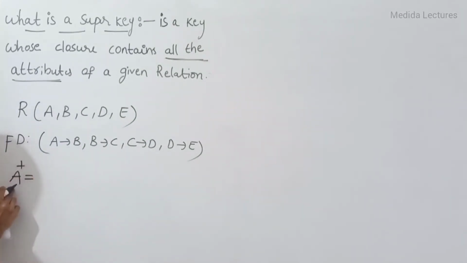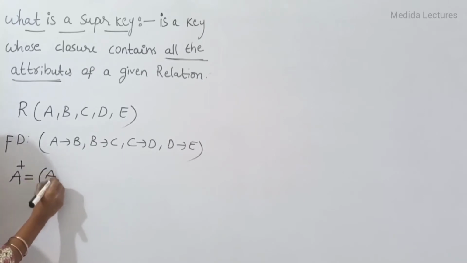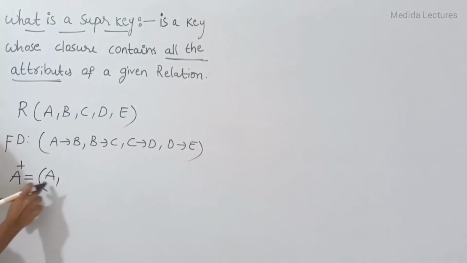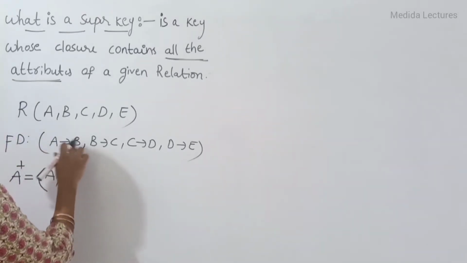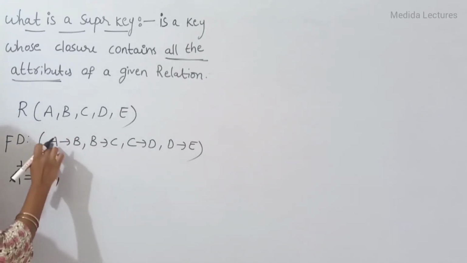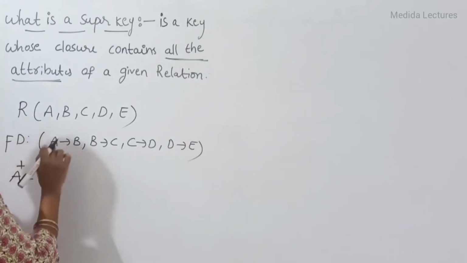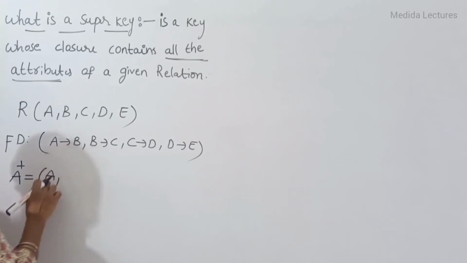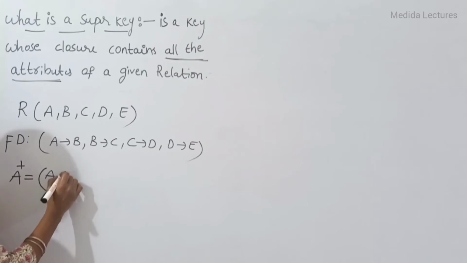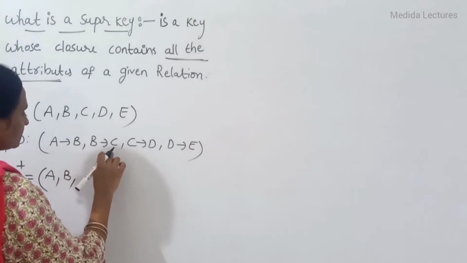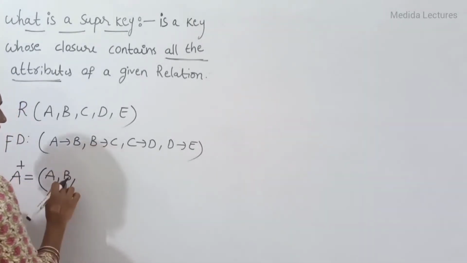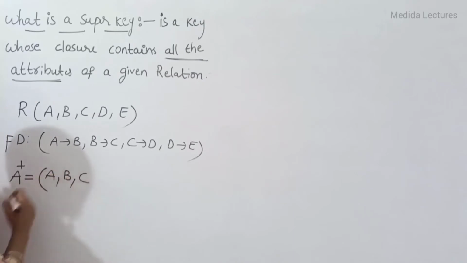So how do we find A closure? A closure itself determines A, because of the reflexive rule: an attribute determines itself. Here A determines B is a functional dependency. What is the meaning of A determines B? Using A we can determine B. Here we have A, so we can determine B. B determines C is a functional dependency. Using B we can determine C. Here we have B, so we can determine C.